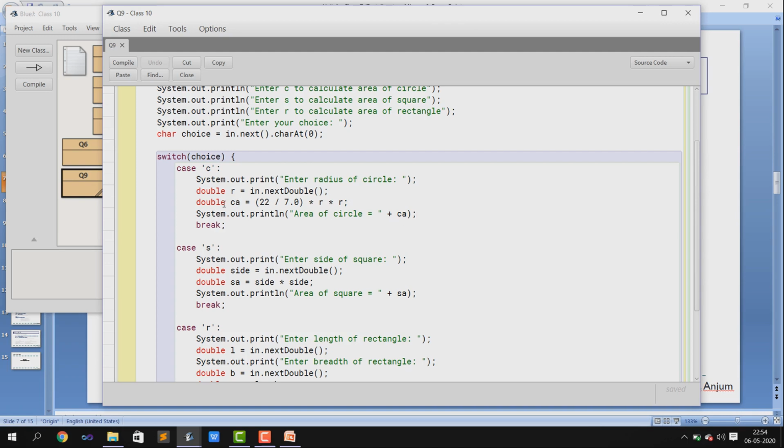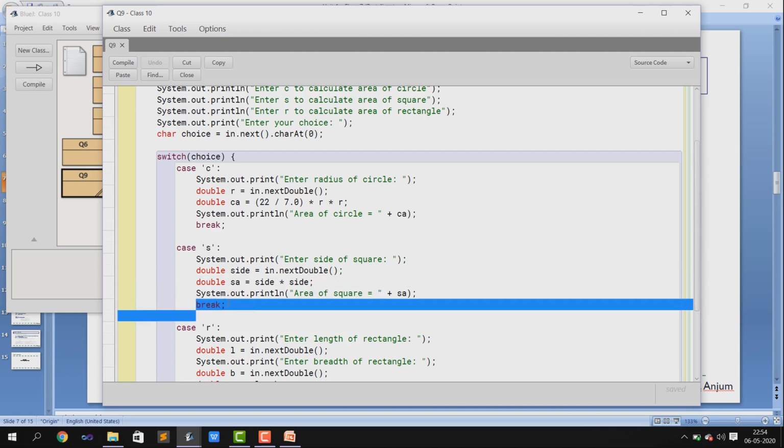Getting the point? Now again, for calculating the area of a square, we need what? We need the side. Okay, so firstly we are going to take side as an input, enter the side of a square, then store this side in a variable named side again. Okay, then calculate this area by using the formula, that is side into side, that is side square. Okay, now again we are going to print this area on the screen by using this line. Again break, we are going to use break after every case.